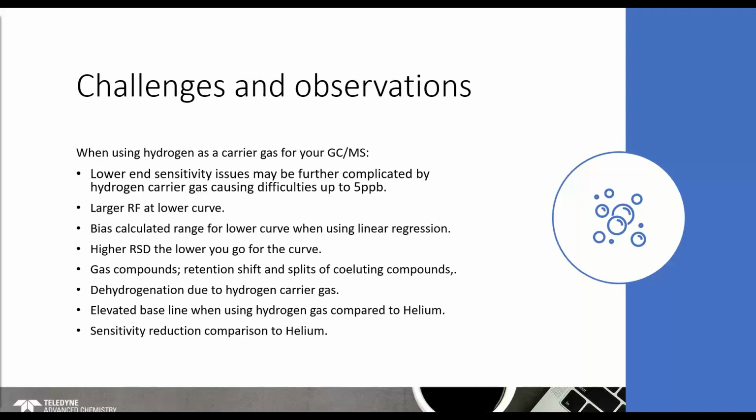Just like with any carrier gas, you may also notice a larger response factor value at the lower end of the curve and biased calculated ranges when using linear regression, or higher RSD values the lower you go. Specific to hydrogen, you may also notice a shorter retention time or retention time shifts, especially for gas compounds, peak splitting, and/or co-eluting. Lastly, you can expect to see dehydrogenation and sensitivity reduction for the reactive compounds. As a result, your TIC may show a higher or elevated baseline when compared to helium.